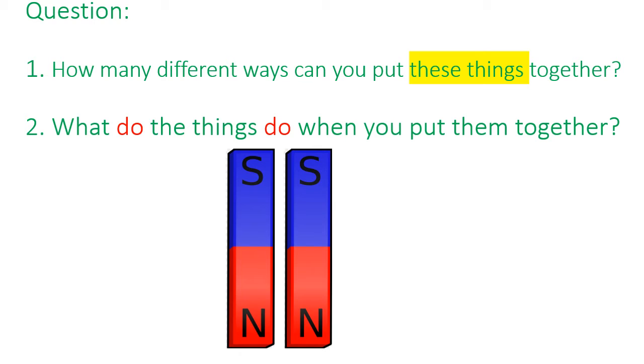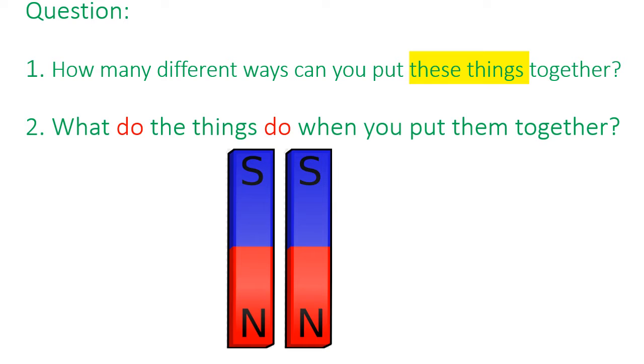This is a grade 3 science topic called magnets or magnetism, and this is for you to review. So if you had grade 3 science, you would have learned this topic. So remember, in every science investigation, we start with a question. And we have two questions here.